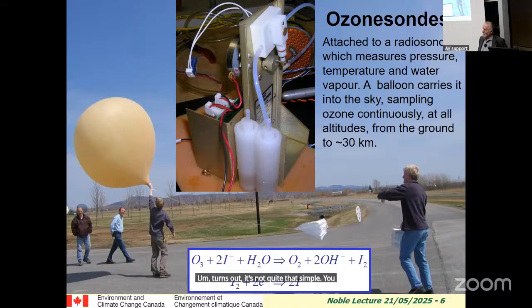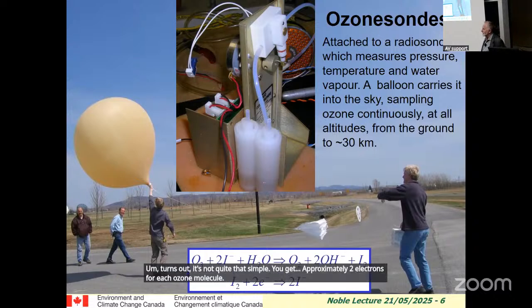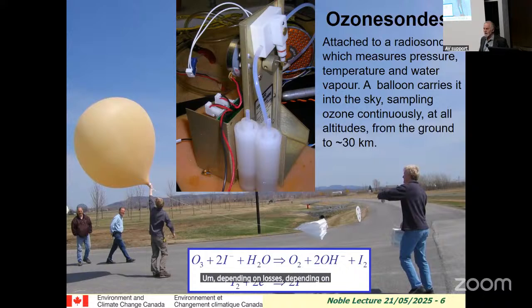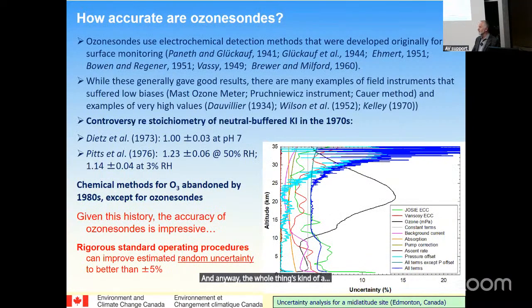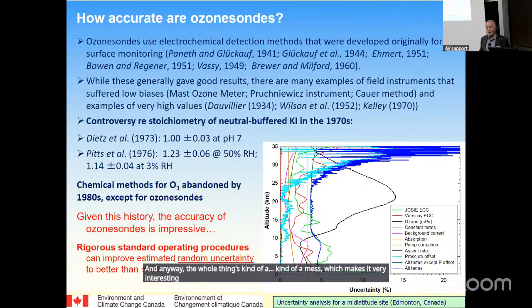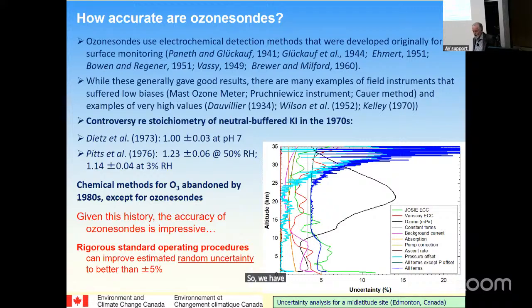You get approximately 2 electrons for each ozone molecule, depending on losses, depending on side reactions. There's a buffer in the solution because the 1-to-1 stoichiometry only works at around pH of 7, but then you can get side reactions with the buffer. And anyway, the whole thing's kind of a mess, which makes it very interesting for scientists, of course, to try and untangle that mess. So we have done a lot of work on this recently.